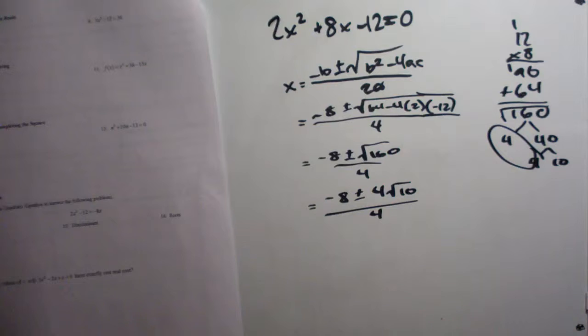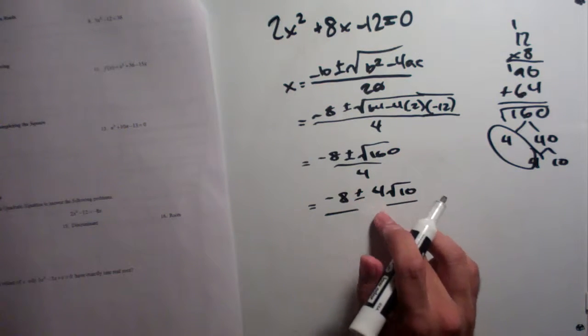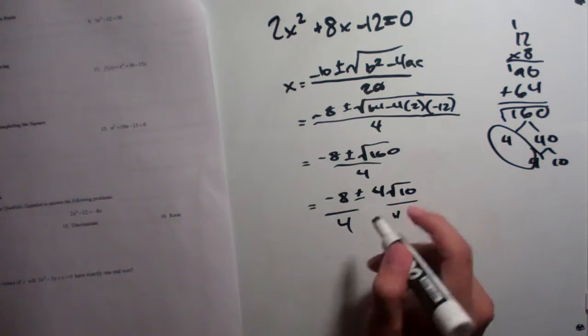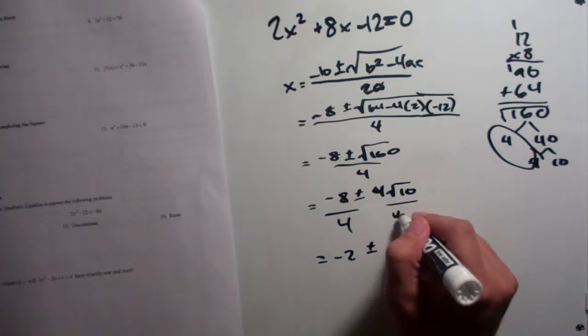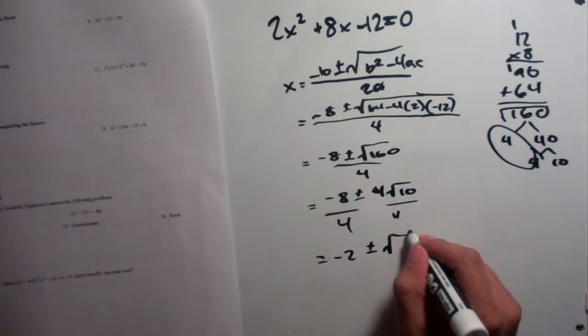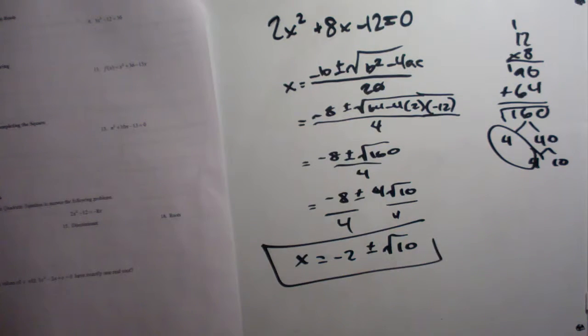Okay. What I could do is I could actually simplify both of these numbers at the same time. I can divide each term by 4. So we're going to have -2 plus or minus... The 4's cancel out here, right? 4 divided by 4 is nothing. Radical 10. Okay, so x equals that. These are solutions. It is irrational, but that's okay.